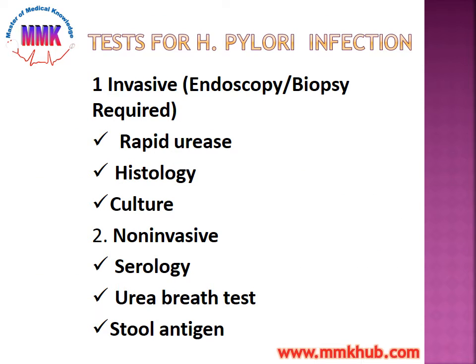What are the different investigations for the H. pylori infection? These can be invasive investigations or non-invasive investigations. Invasive investigations include endoscopy and biopsy. Similarly, rapid urease test, histology of the stomach as a result of the specimen taken by the biopsy, and the culture of the epithelium of the stomach. And non-invasive tests include the serological test, urea breath test, and stool antigen test for the H. pylori.